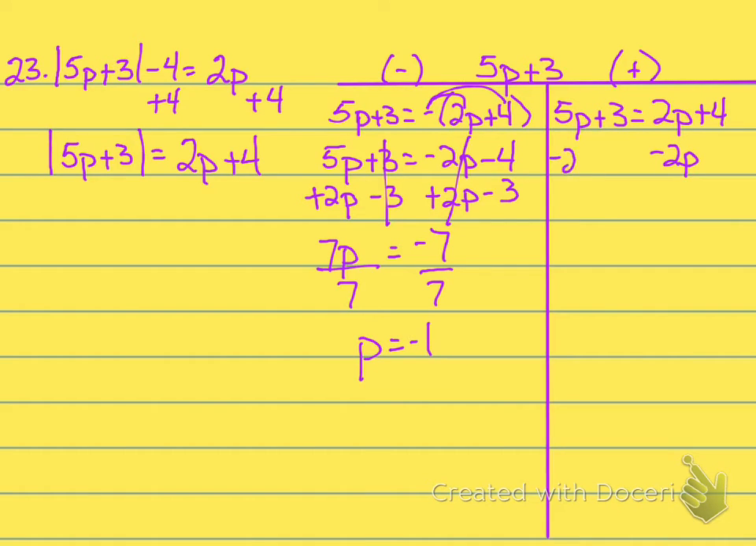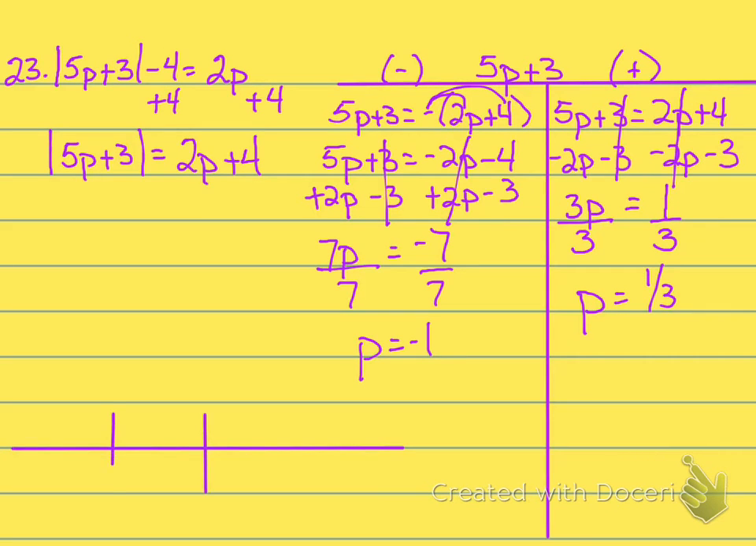On the positive side, subtract 2p from both sides. Subtract 3. I get 3p is equal to 1. Divide by 3. And p is equal to 1/3. Okay. Graph those out. And I put a point at negative 1 and positive 1/3.